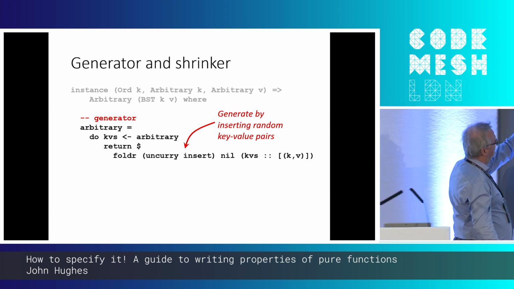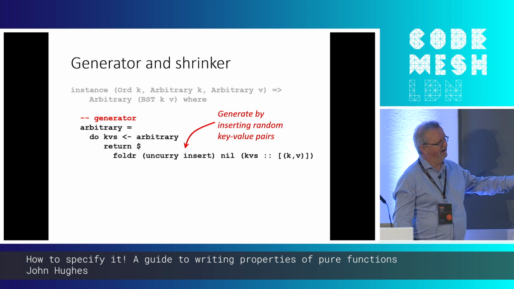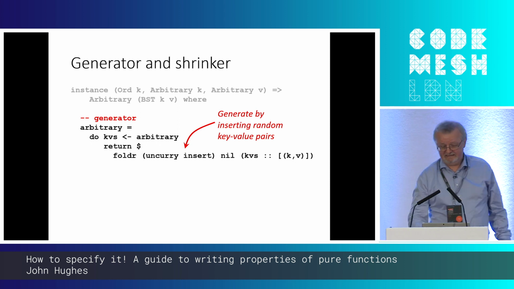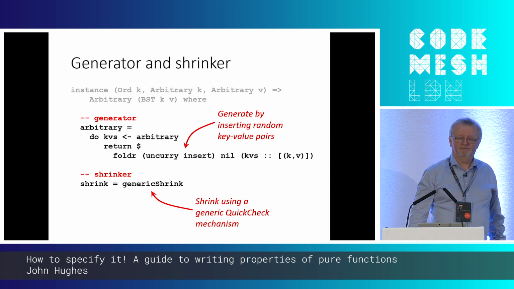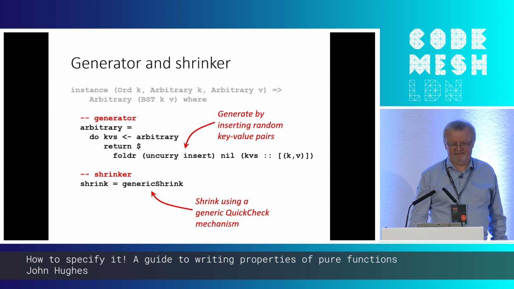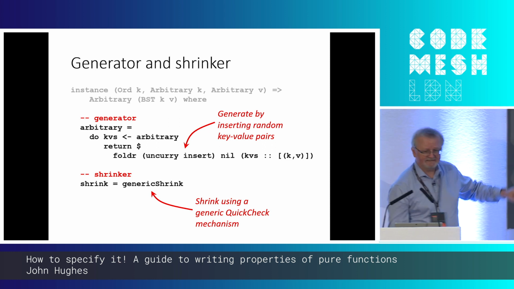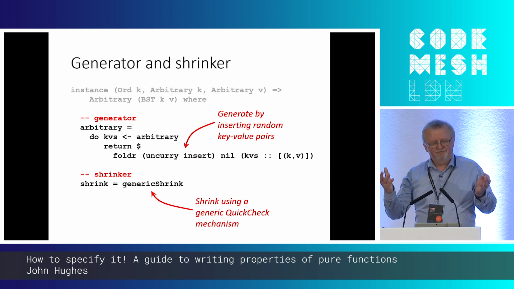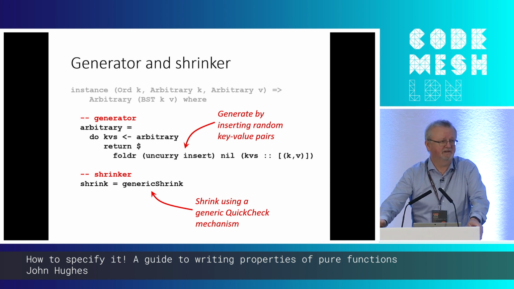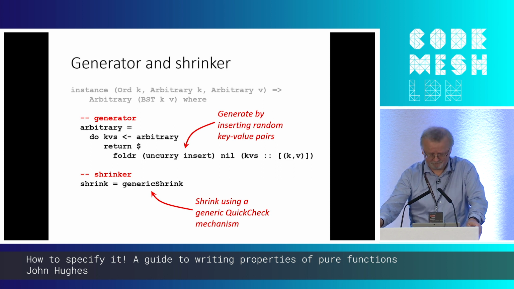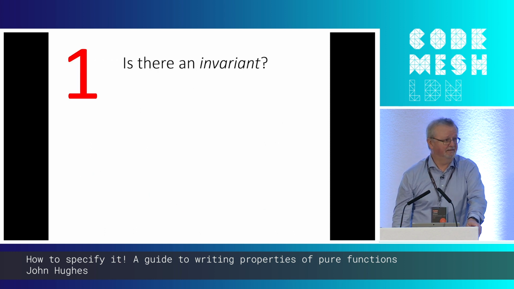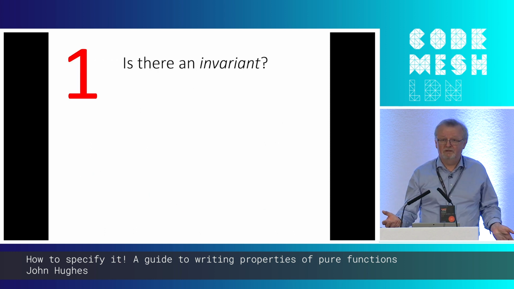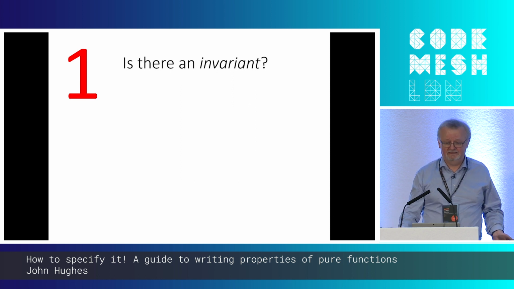And before I can start testing, I also need to define how to shrink this data, and I'm just going to use a generic shrink function that Haskell QuickCheck provides. So here's our starting point. What's the first thing to think about when you want to test code like this? The first and easiest question to ask yourself is: is there an invariant? If so, of course we should test it.